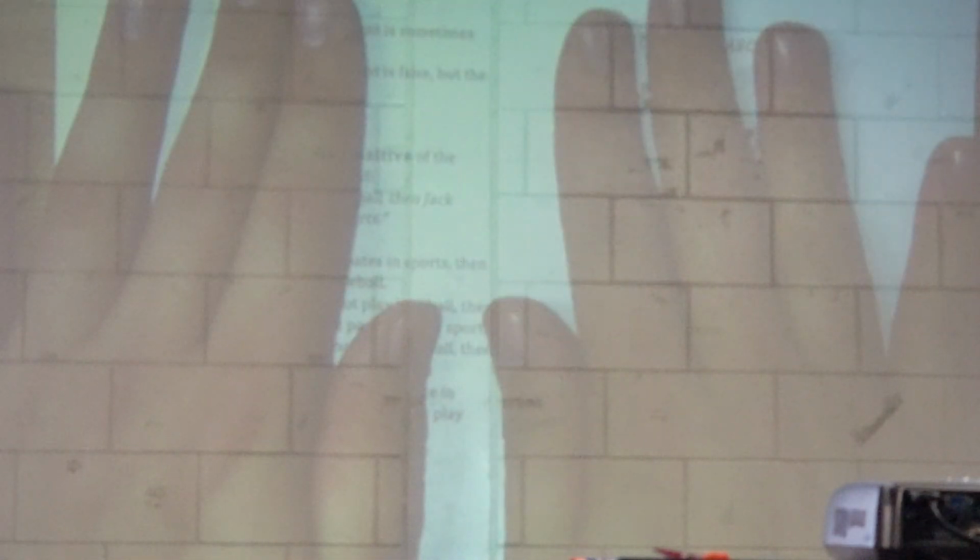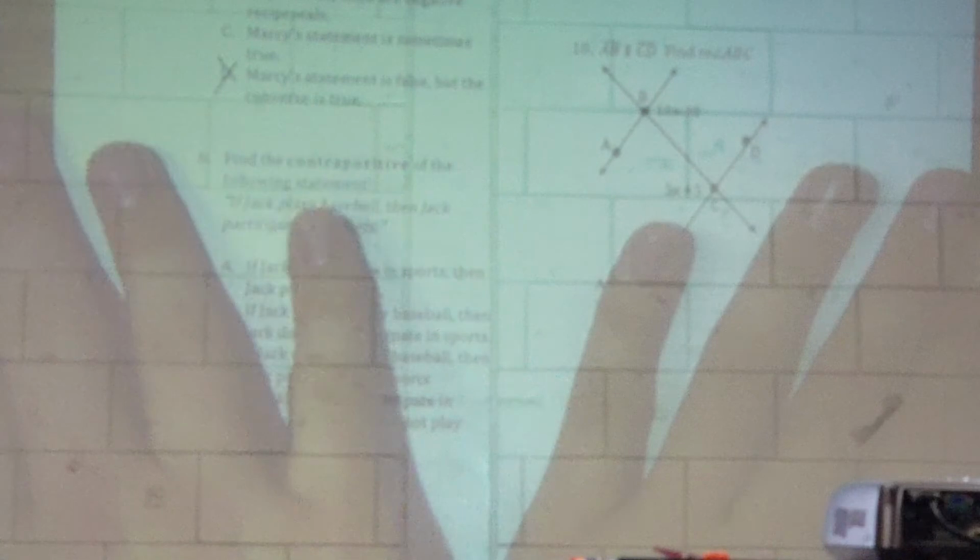Number 8 says, find the contrapositive to the following statement. If Jack plays baseball, then Jack participates in sports. And that's where I did that hand trick with you guys. I held out my hands. I said, this is if P, then Q. And then we switch it. If Q, then P. And then we go back and we close our hands and negate it. If not P, then not Q. And then we switch it again.